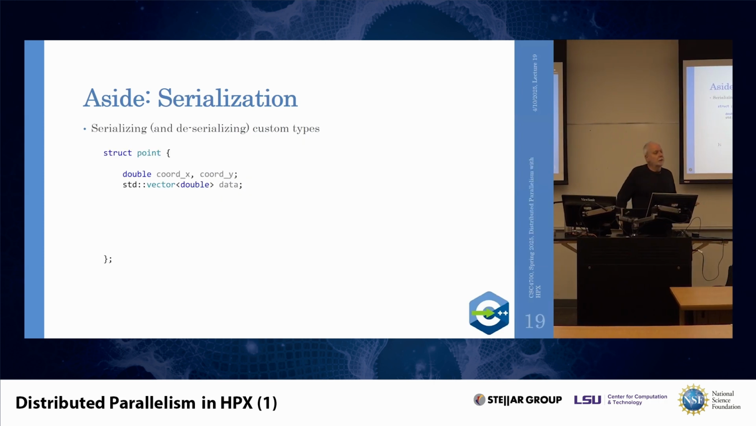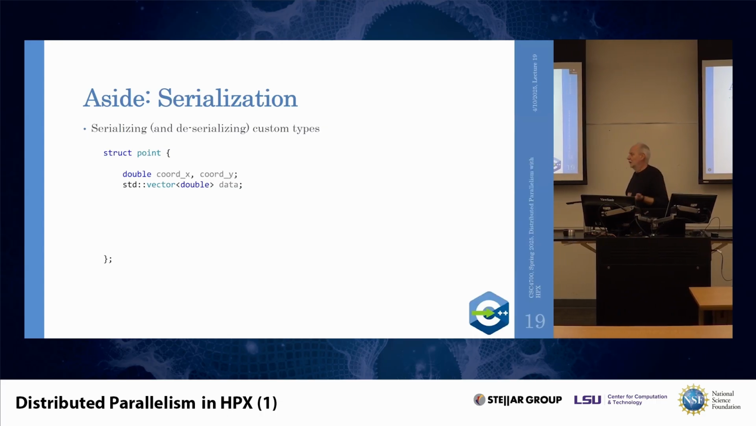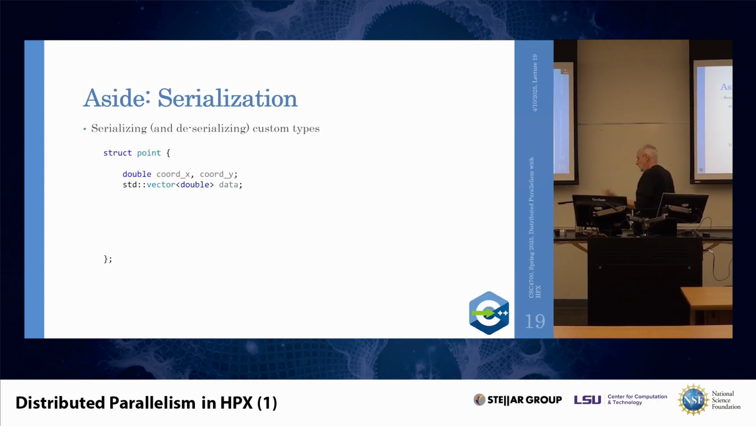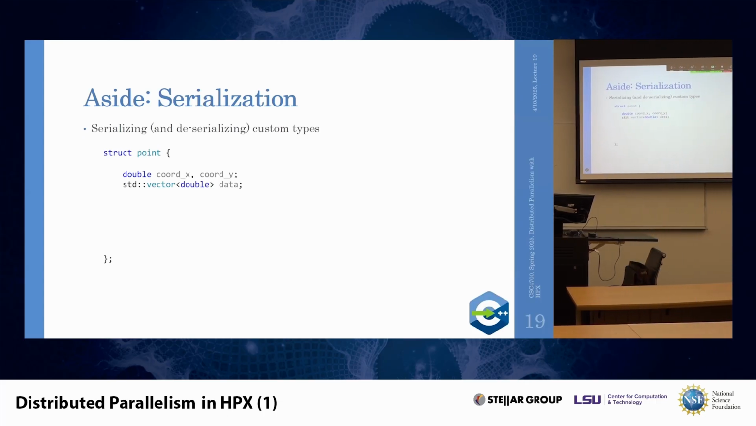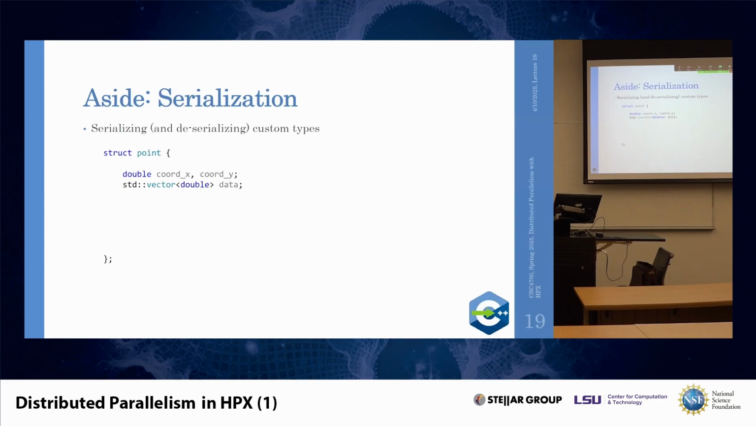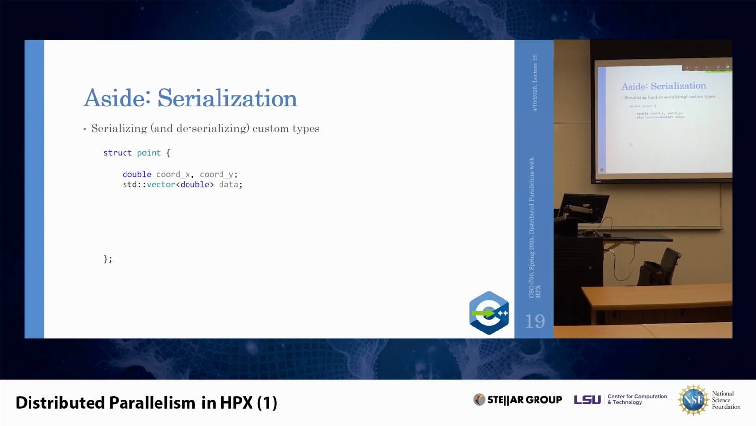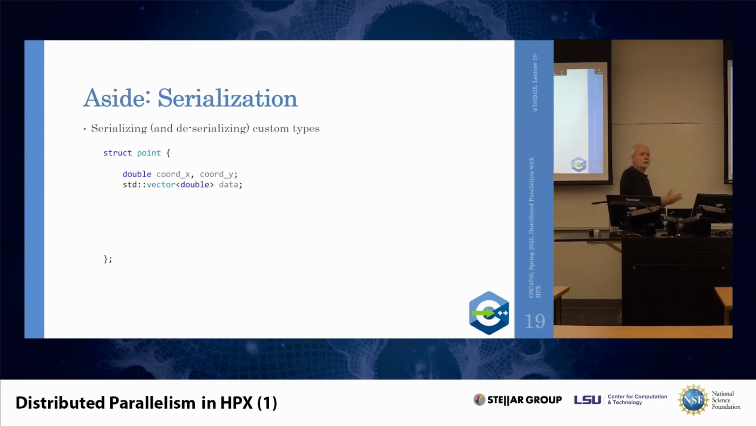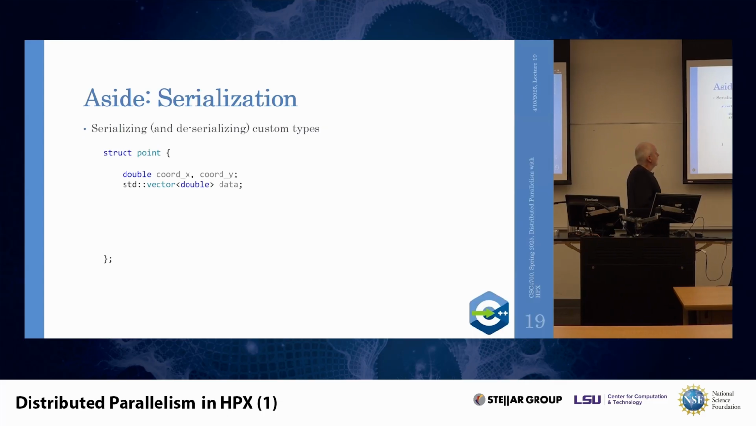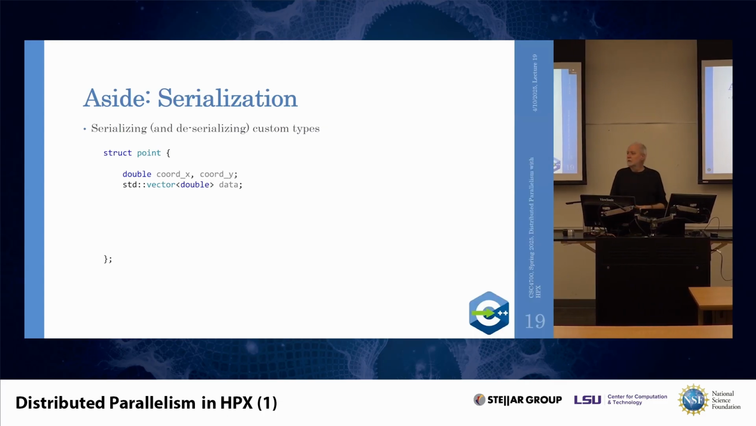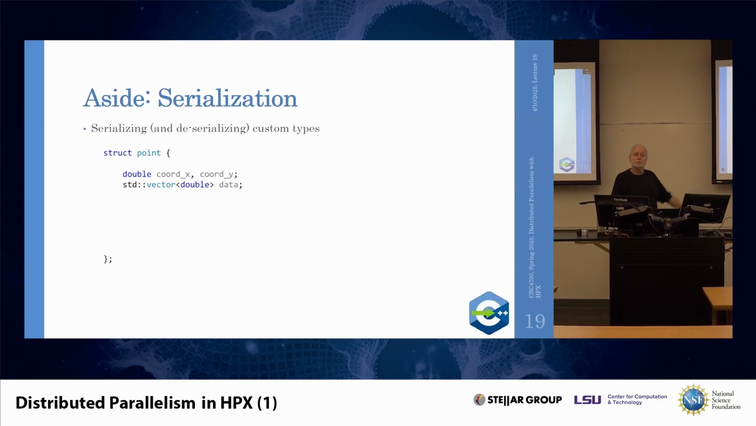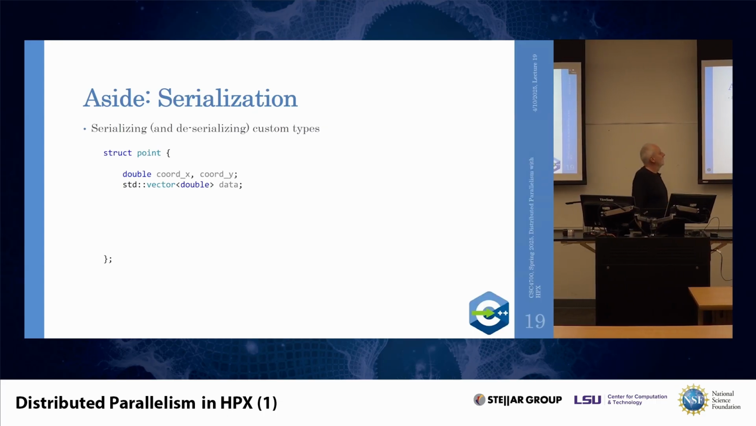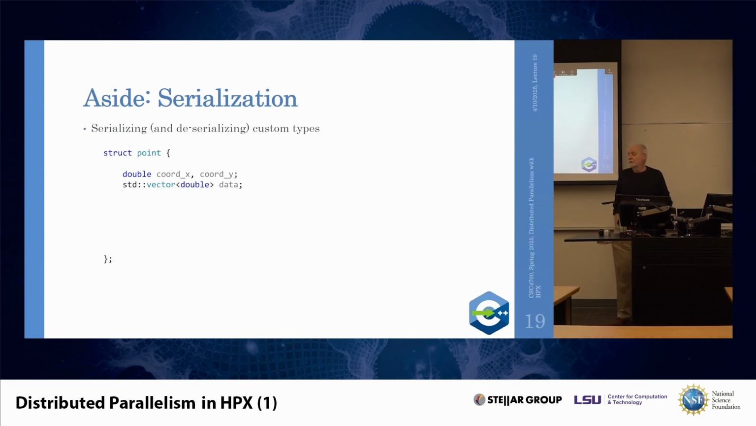What about those types that are not known, your own types that you want to serialize? You want to create a point that represents the coordinates of something and has a vector of doubles stored in it that represents the data for this particular point. And you want to use reduce, or broadcast, to communicate this type. Well, the easiest way is a very simple thing.